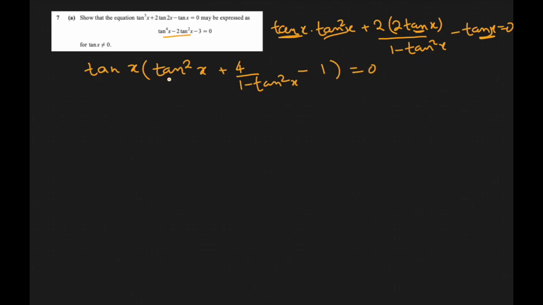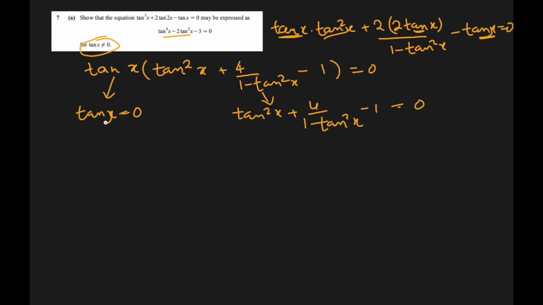Now our job is to get it to quartic, and this can't be converted to quartic. So we can say that tan x is equal to 0 is one answer from this equation, and tan square x plus 4 over 1 minus tan square x minus 1 equal to 0 is one answer for this. However, they have clearly said tan x is not equal to 0. That means this answer will be ignored. This is not valid. We will concentrate on this one.